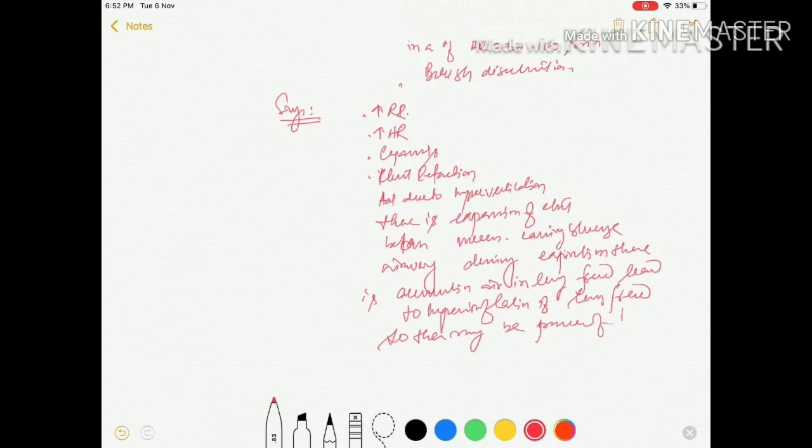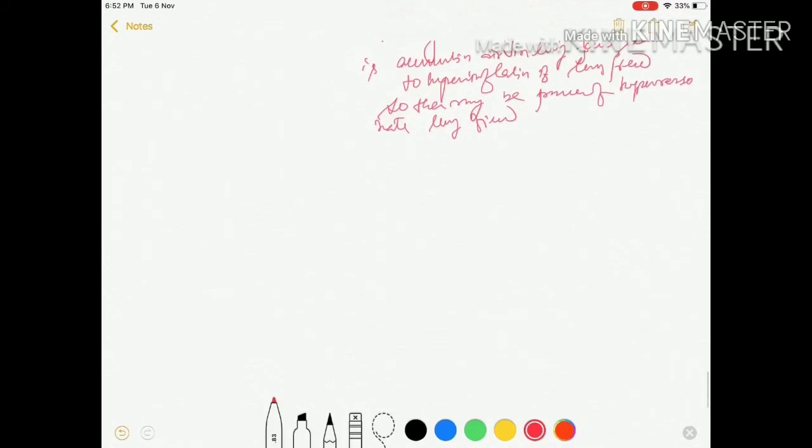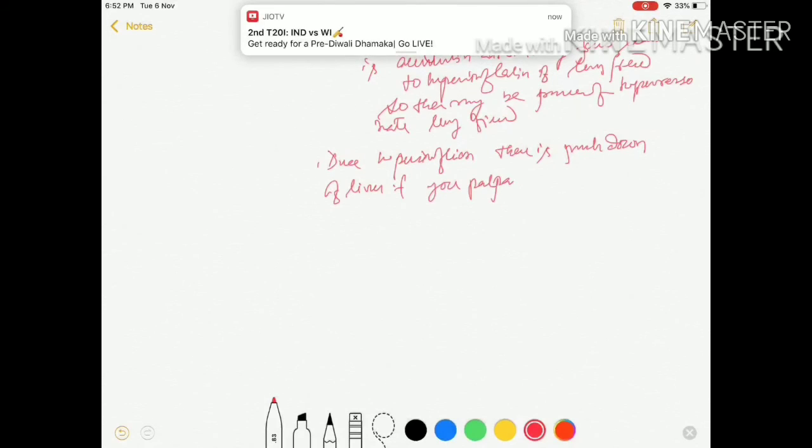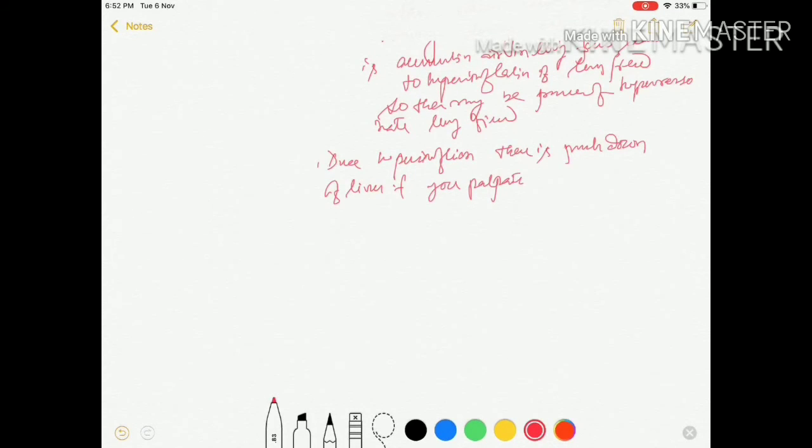So there may be hyperresonant lung field, and due to hyperinflation there is a push down of the liver. If you palpate the abdomen, you can palpate the liver.